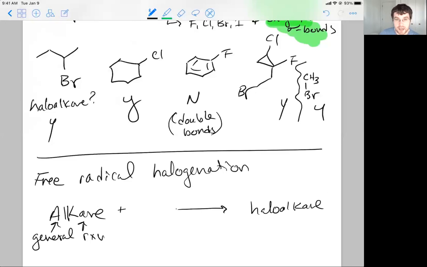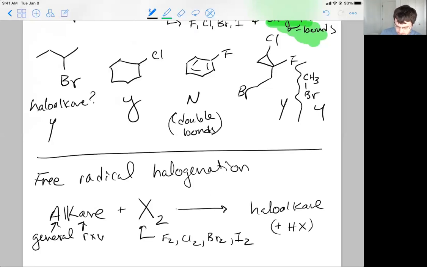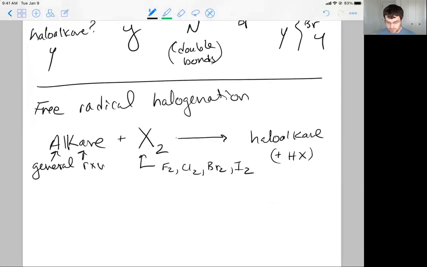To make a haloalkane, you need to have a halogen source. And I'm going to write that as X2. Now, X2 could be F2, Cl2, Br2, and I2. What we need to do is recognize that we're going to have to balance this equation somehow. And to balance this equation, we need to have an HX on the opposite side of the chemical reaction.